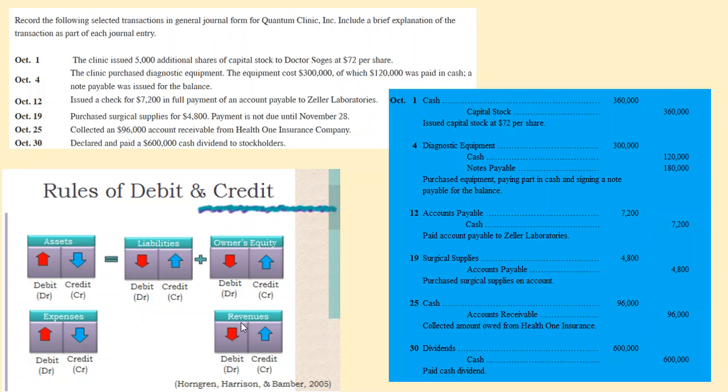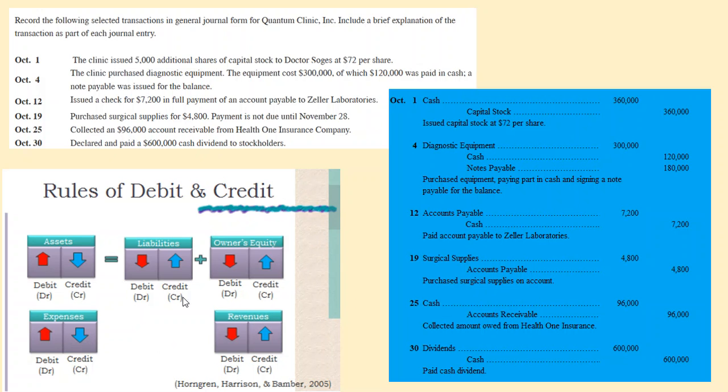All right, revenues, of course, increase equity, so they behave exactly like equity. We increase them with a credit and decrease them with a debit. Expenses and dividends or withdrawals have the opposite effect on equity. Expenses or dividends cause equity to decrease. Because they cause equity to decrease, they behave in exactly the opposite way. We debit them to increase them, and we credit them to decrease them, okay?